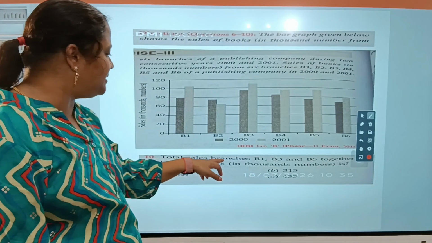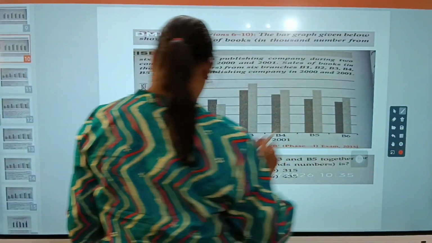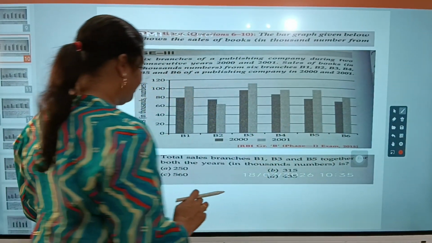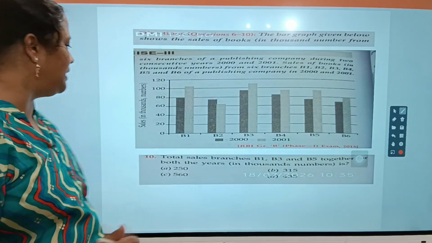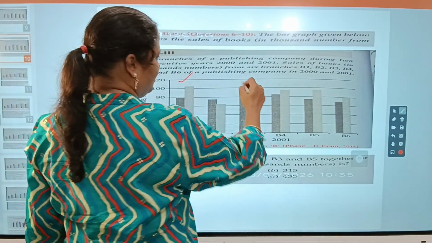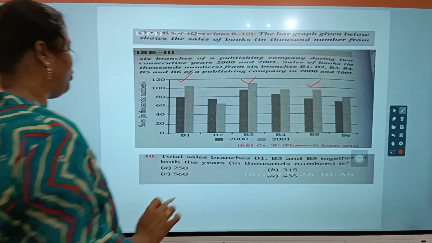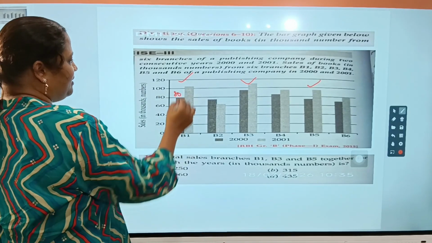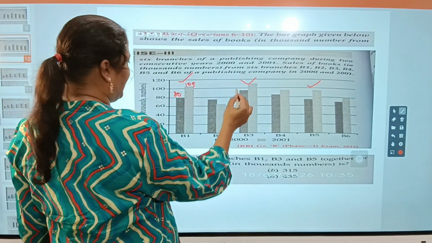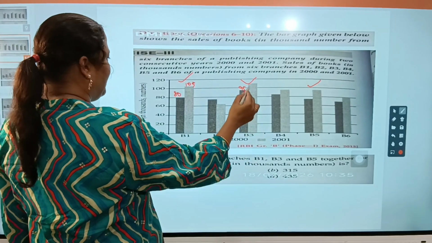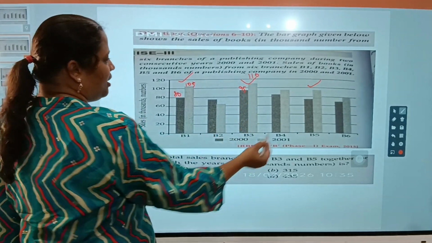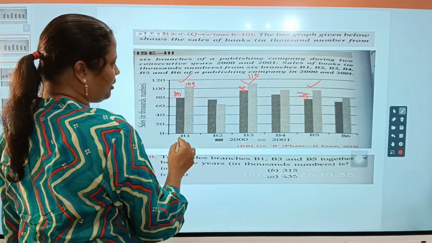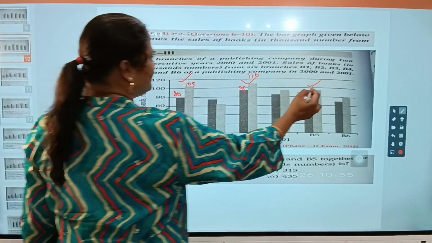What are the total sales of branches B1, B3, B5 together for both the years in 1000 numbers? Okay, total sales of branches B1, B3, B5 for 2 years we have to find out. For B1, directly in the graph we can see it is 80, and here it is 105. For B3 it is 95, in 2001 it is 110. For B5 it is 75 for the year 2000, and for the year 2001 it is 95.